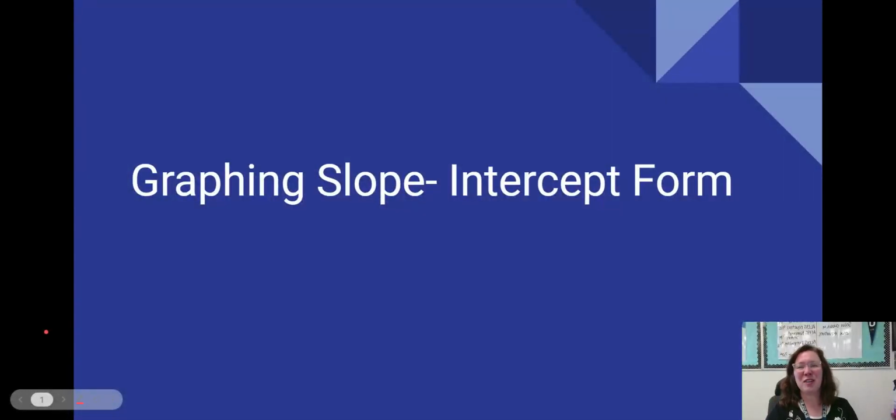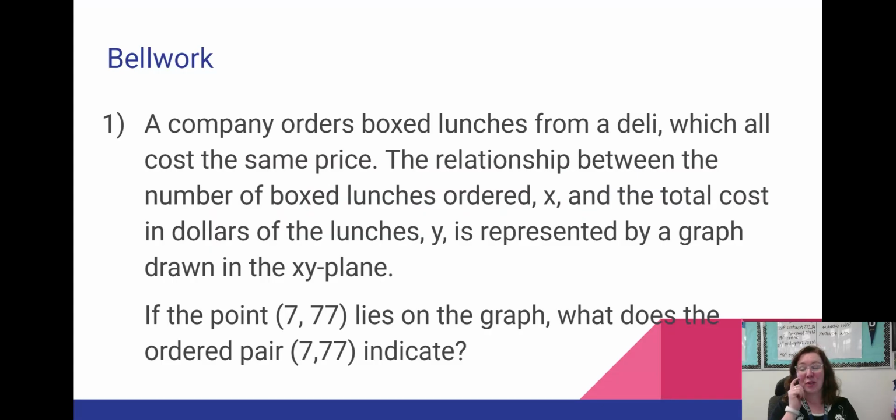Hi, today we're going to learn about how to graph slope-intercept form. We're going to start with the exit ticket from yesterday. A company orders boxed lunches from a deli, which all cost the same price. The relationship between the number of boxed lunches ordered, X, so X represents how many lunches, and the total cost in dollars of the lunches, so Y is the price, is represented by a graph drawn in the XY plane. That just means someone drew a graph.